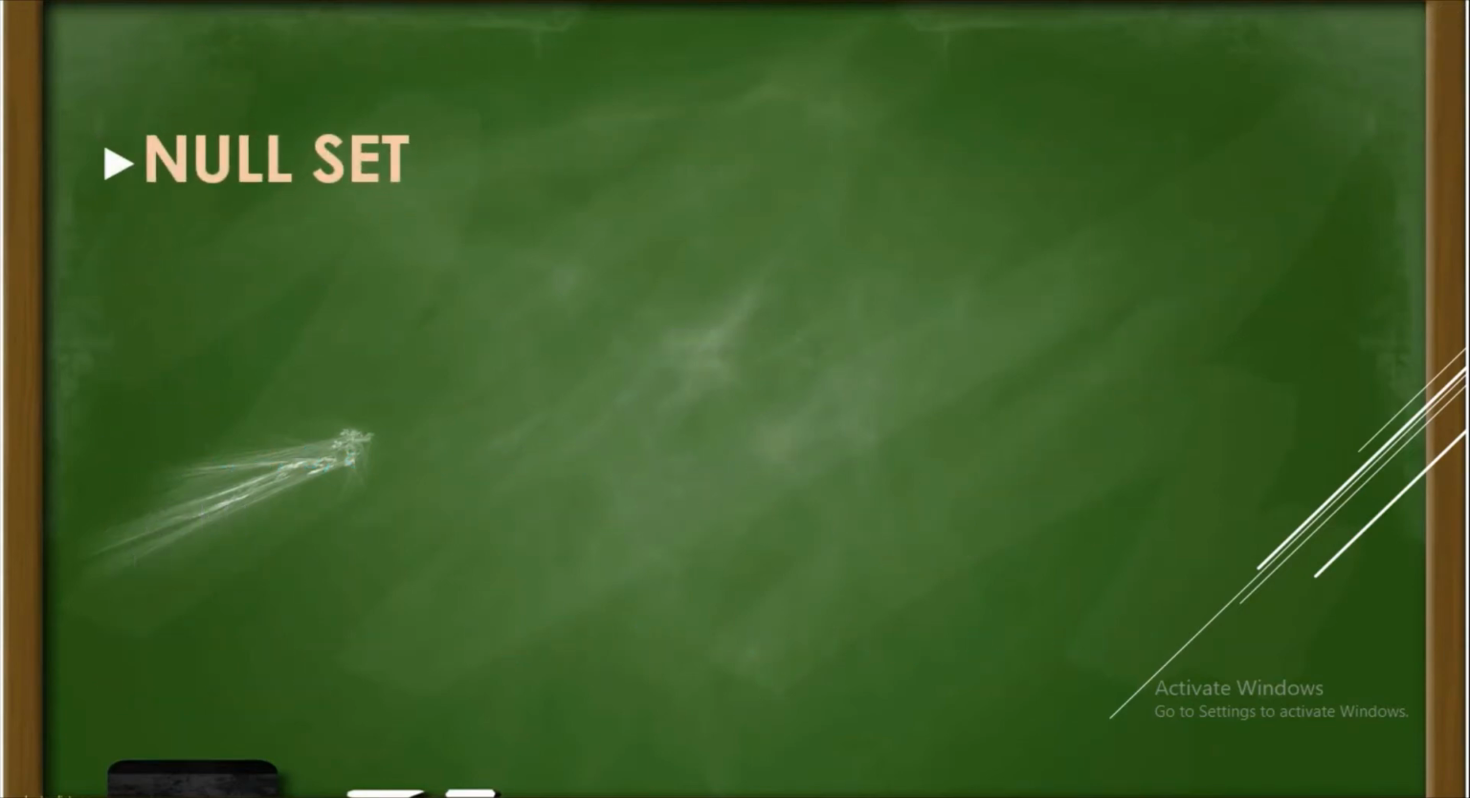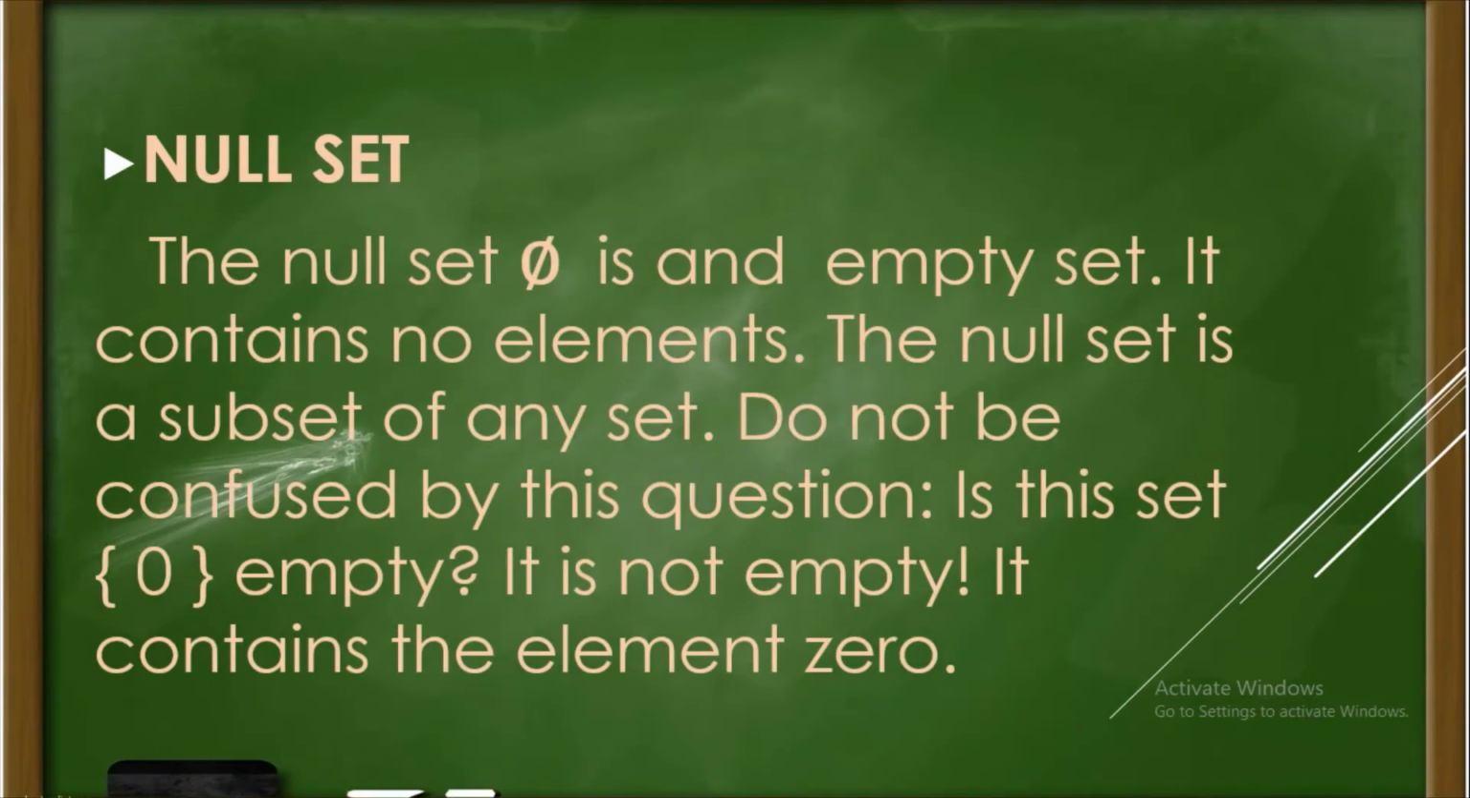So we have here the null set. The null set, which is represented by that symbol, is an empty set. It contains no elements. The null set is a subset of any set. Do not be confused by this question. Is this set empty? It is not empty. It contains the element 0. So lahat ng mga set, all set, it really contain a subset that is a null set or 0 siya, having an element 0. That is a null set.